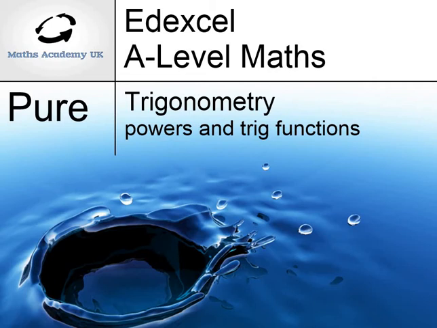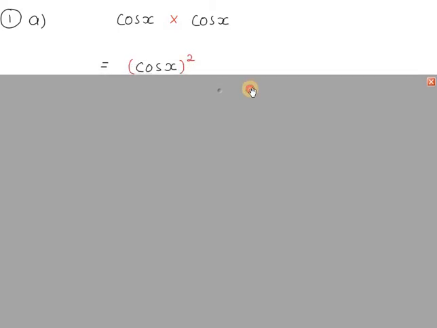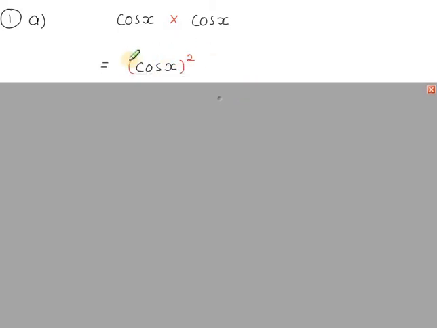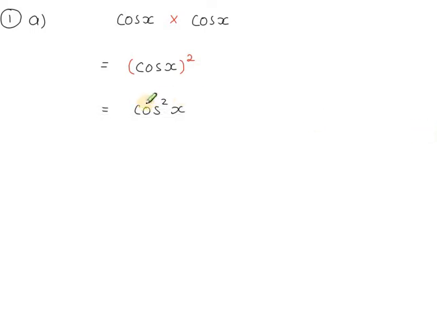Powers and trig functions. So here cos x is multiplied with cos x. We can simplify this to cos x in brackets squared. Now because we have a positive integer power, there is a shorthand notation that we can use, which is this: cos squared x. So we put the square right after the cos, and then the angle comes afterwards, and we have no use of brackets.